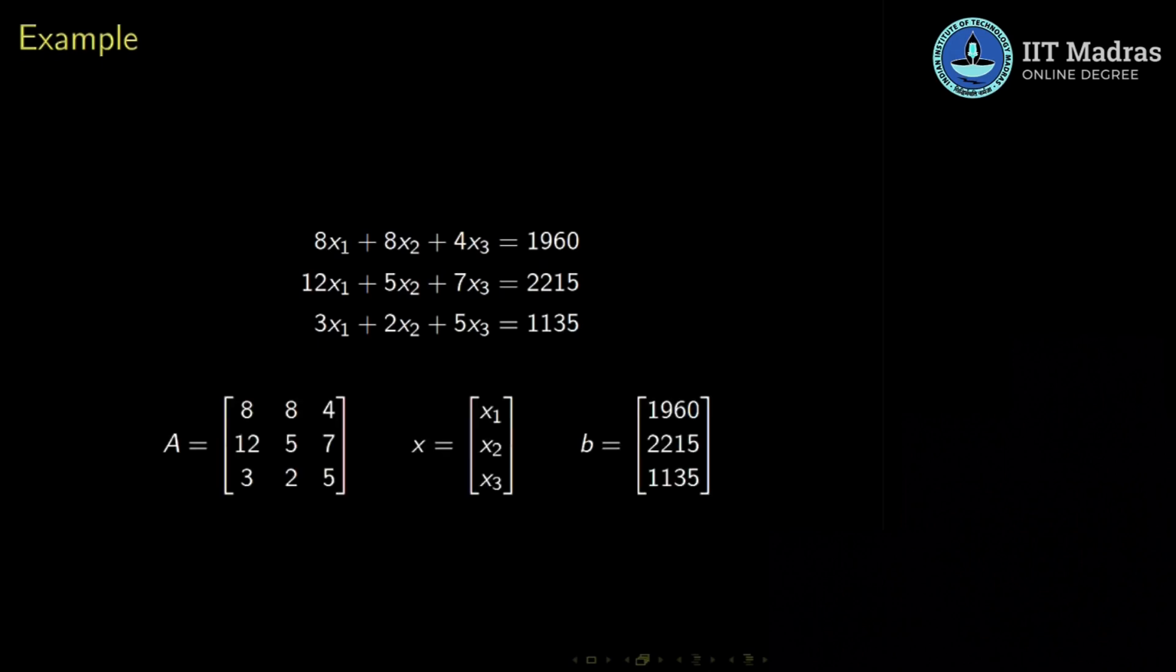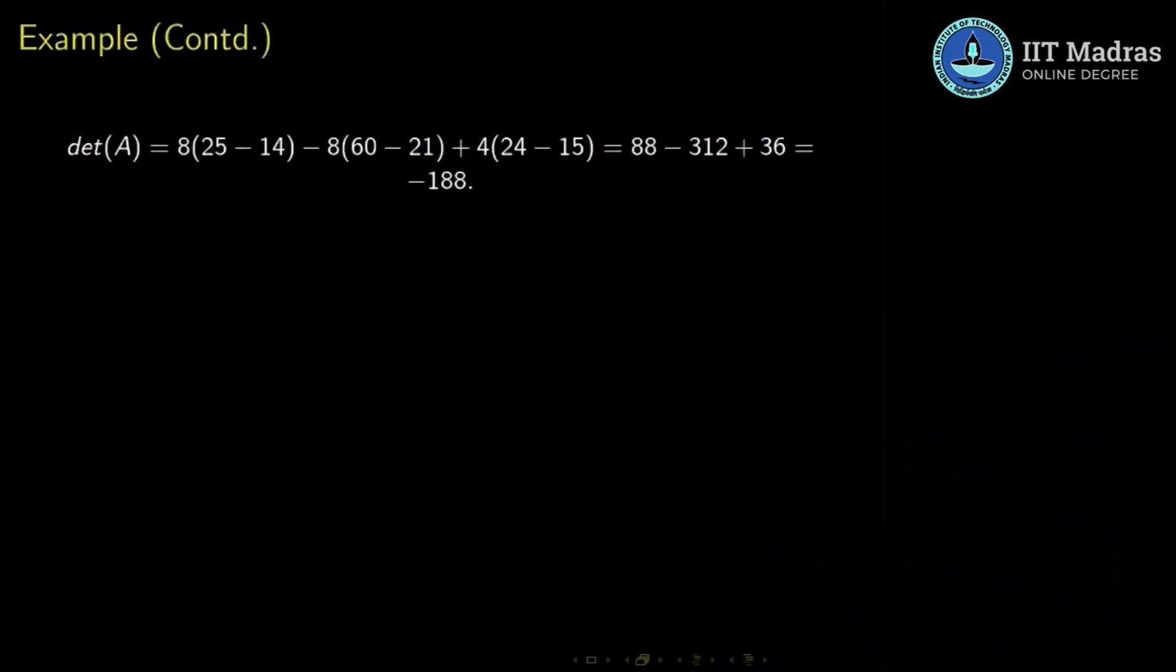So, let us form the corresponding system of linear equations. This A is the coefficient matrix 8, 8, 4, 12, 5, 7, 3, 2, 5, x is the column vector of unknowns, and B is the column vector of the constants 1960, 2215 and 1135. So, now the first thing we want to check is what is the determinant of A.